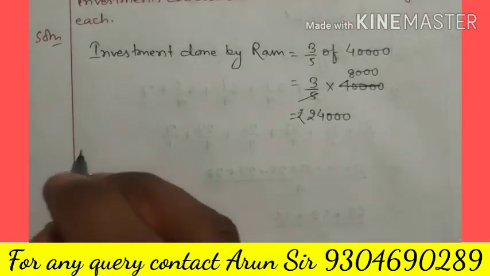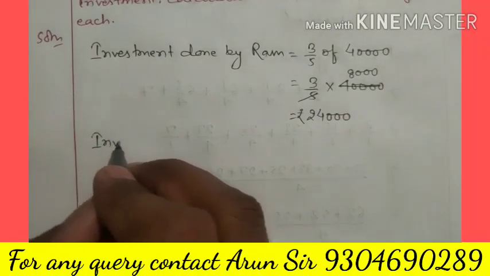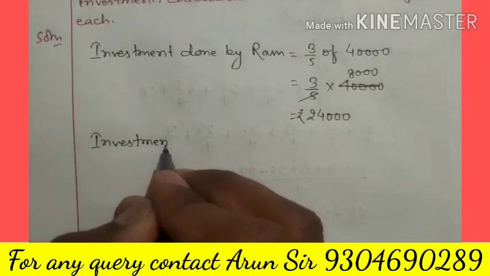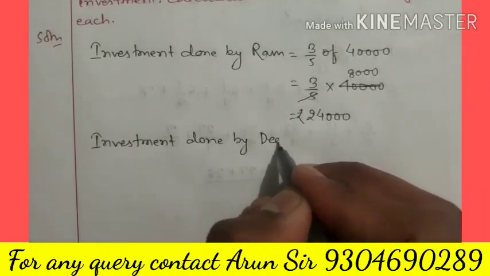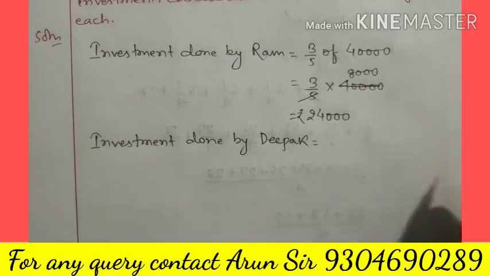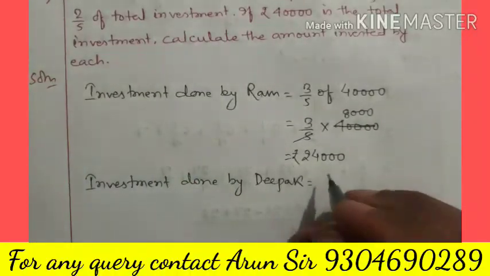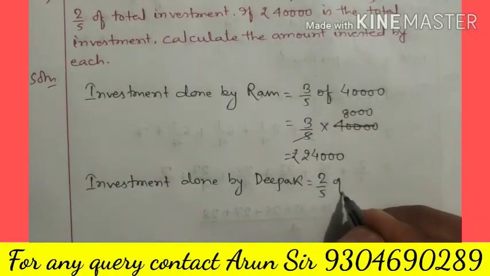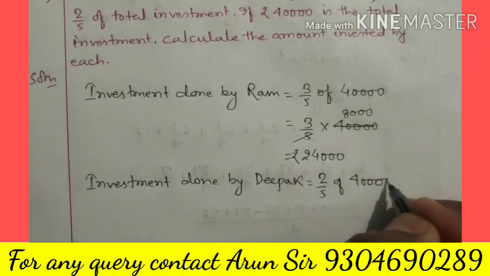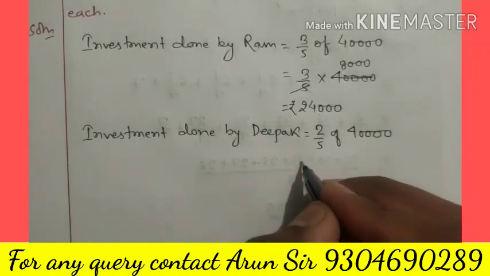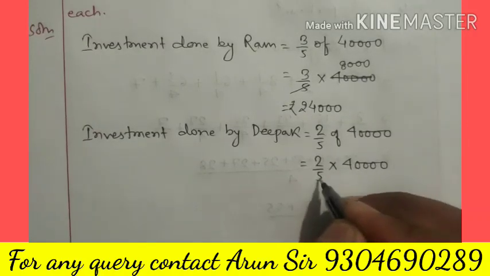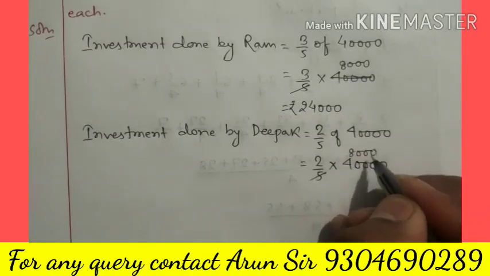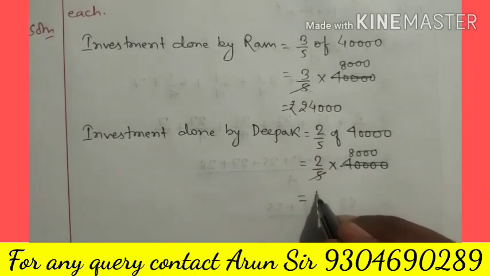Now the same we will do for Deepak. Investment done by Deepak is equal to how much investment? 2 by 5 of 40,000. We will calculate 2 by 5 into 40,000. 5 eights are 40, 2 eights are 16. It is 16,000. This much amount Deepak has invested.